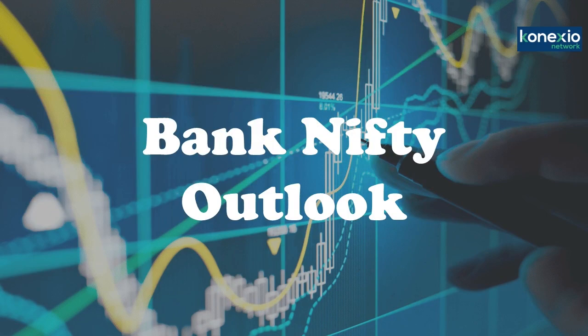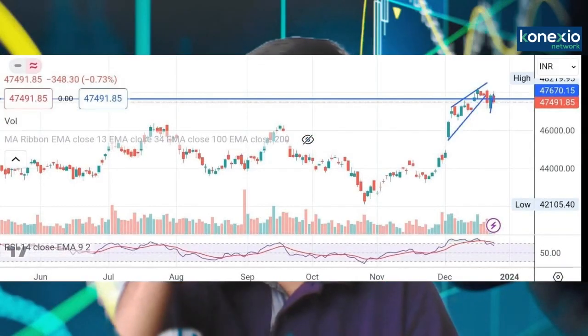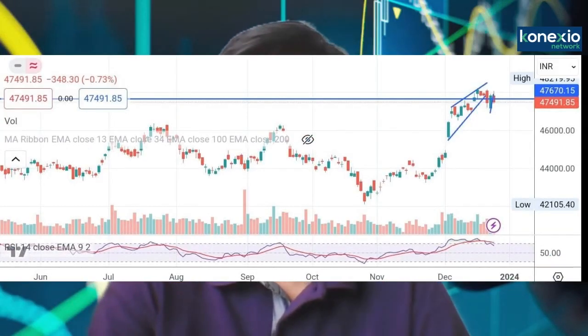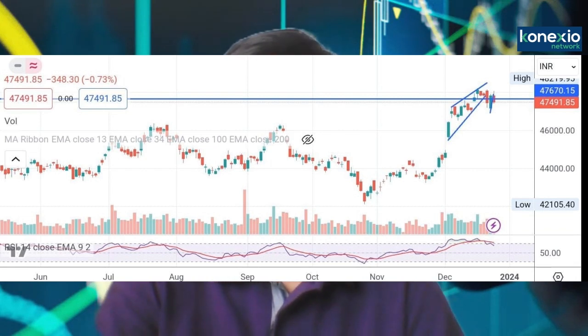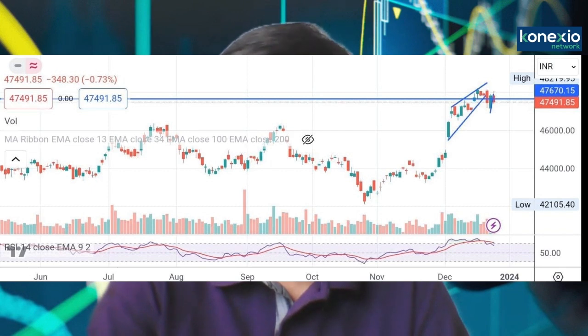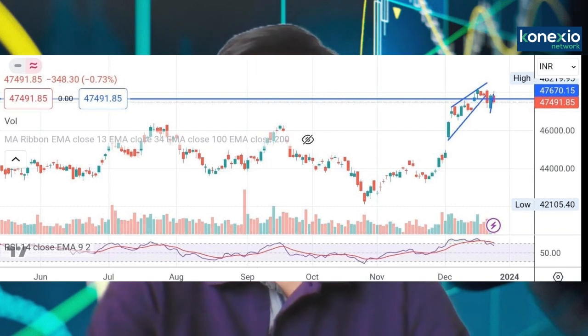Now, friends, let us discuss the daily charts of Bank Nifty. You will see on the screen, in Bank Nifty, there was the formation of a rising wedge. We have seen a correction of this particular rising wedge. It did see a breakout on the downside, but again, on Thursday and Friday, we saw some sort of counter rally, and Bank Nifty ended on a flat to positive note on the week on week basis.